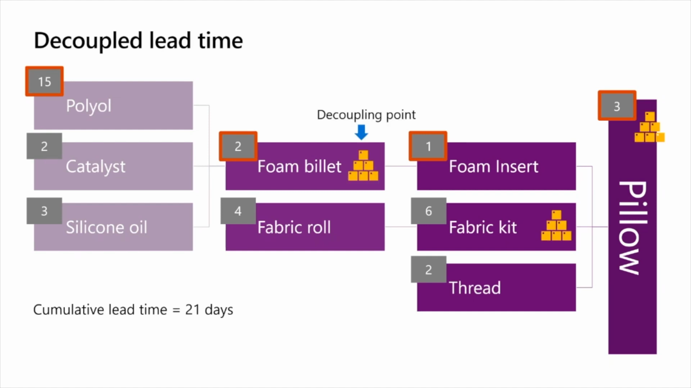But if we apply the decoupling points that we showed in our previous example, we can see that our lead time for the pillow would change from 21 days to 5 days, the 3 days to produce the pillow and 2 days to source the thread, since we will already have our fabric kit on hand and it only takes 1 day to produce the foam insert. This 5-day lead time is what we referred to as a decoupled lead time.